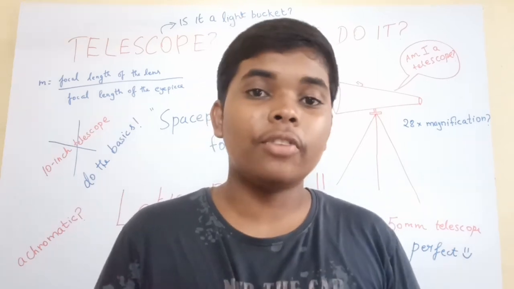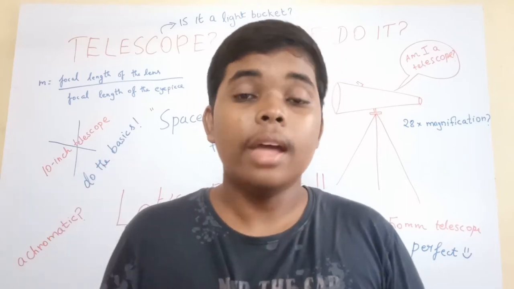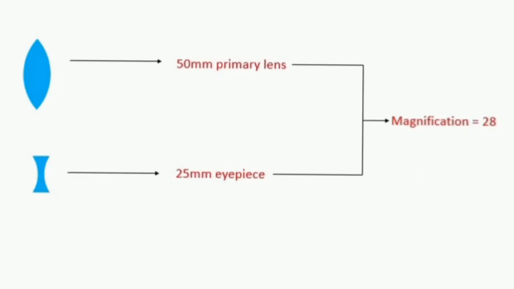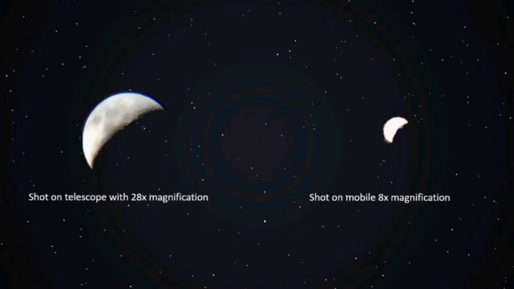Magnification means the number of times the object looks bigger in the telescope than in the actual view. For example, let's take the telescope that we're going to build. With a 50mm primary lens and the 25mm eyepiece, we will get 28x magnification, which means the object will appear 28 times bigger in the telescope than the view with your naked eye.